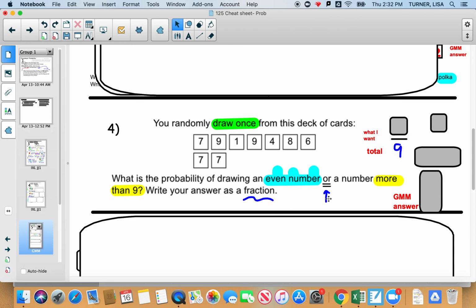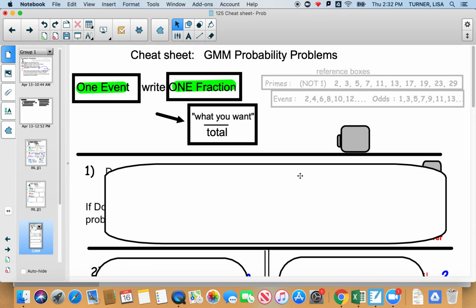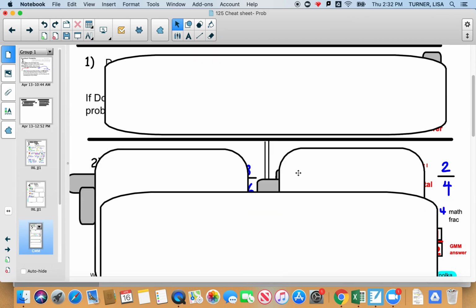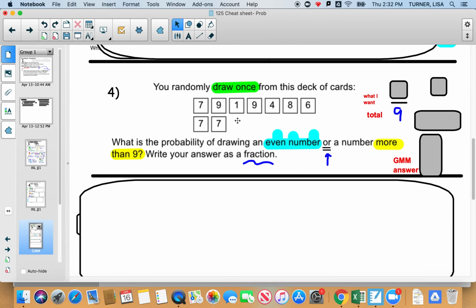There's that or again. All right. That means I need to mark up both descriptions. So an even number, and the even numbers, if I need to look, they're here for you. 2, 4, 6, 8, 10, 12. Anything that can be divided by 2. And so, oh, here they are. 4, 8, and 6 are my even numbers.